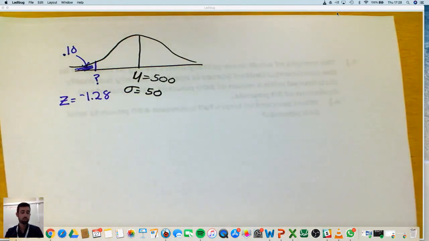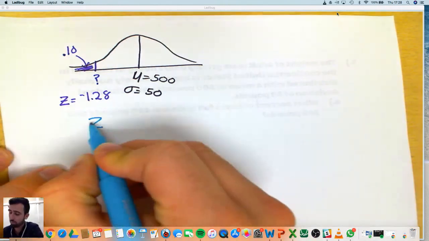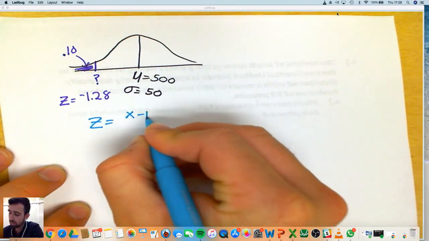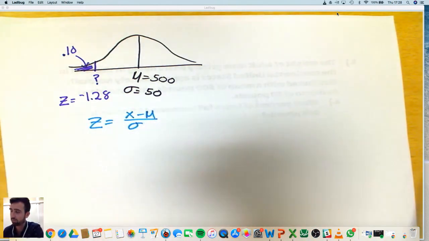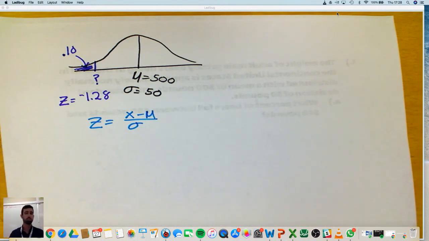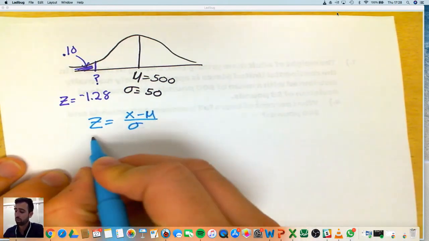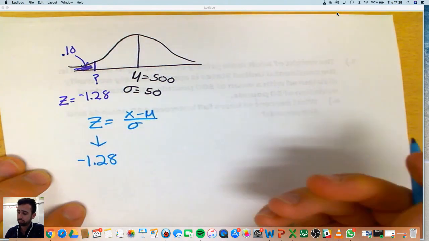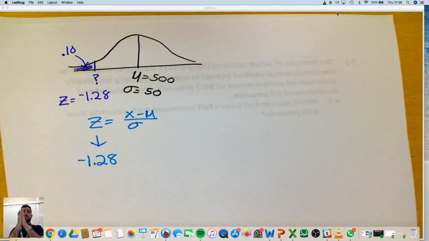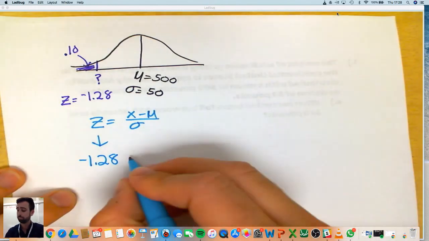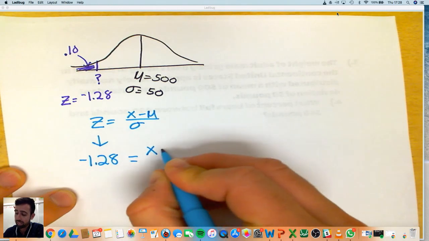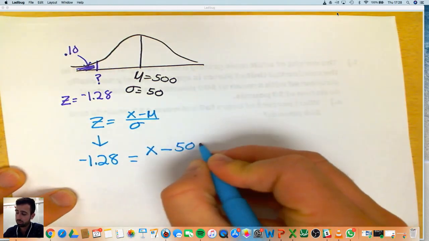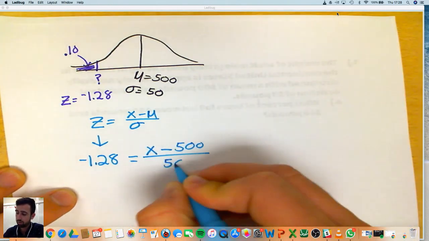So again, we always want to write our formula. Using our formula, z equals x minus average divided by standard deviation. As you write it, you'll start to memorize it, and then you won't need to write it anymore, just like any other formula. So we plug in our new z-score, which was negative 1.28. That tells us how many standard deviations away from our average the 10th percentile will be. Equals what data point minus your average divided by your standard deviation.